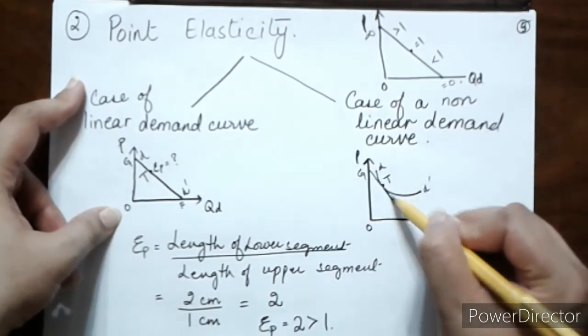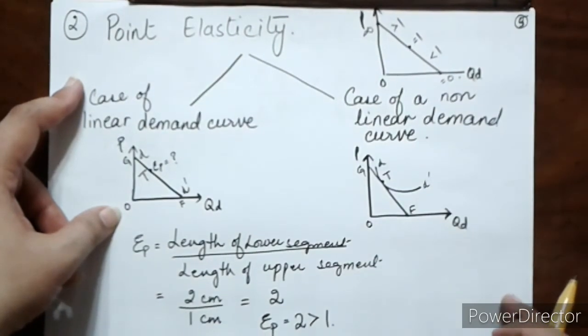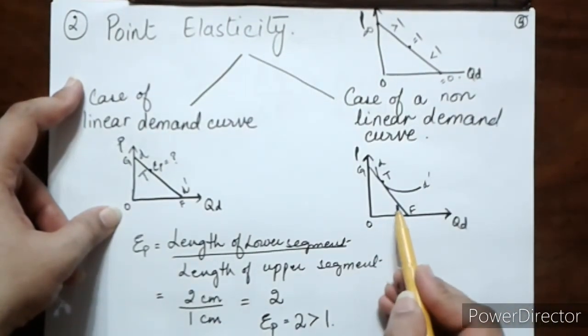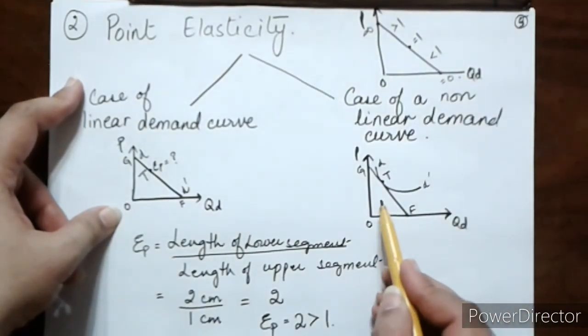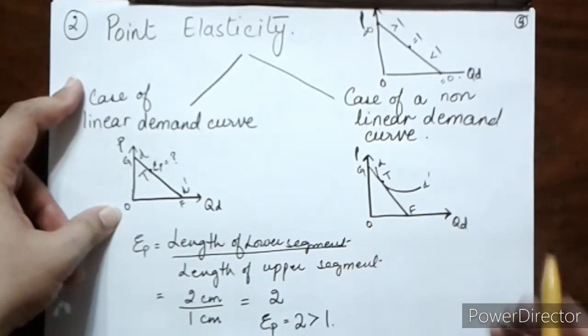Again, I will take my ruler, measure these two areas, put them in the formula, and find out my price elasticity of demand, which in this case is definitely going to be greater than 1, as it is a little above the middle point.